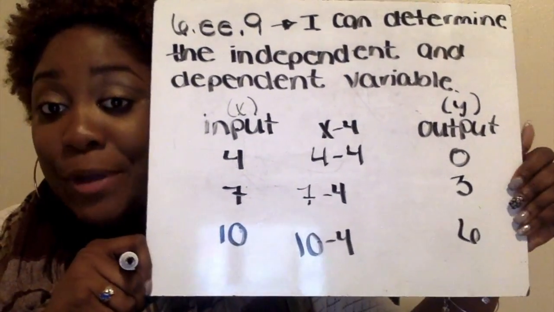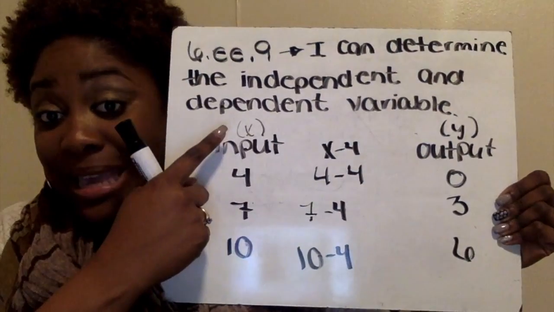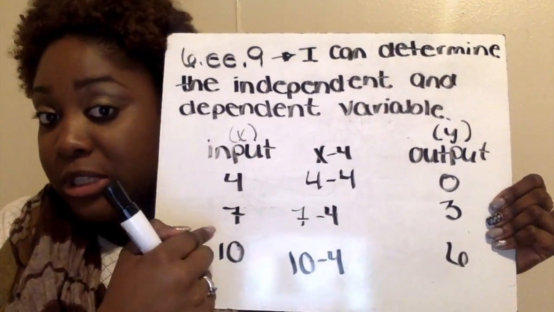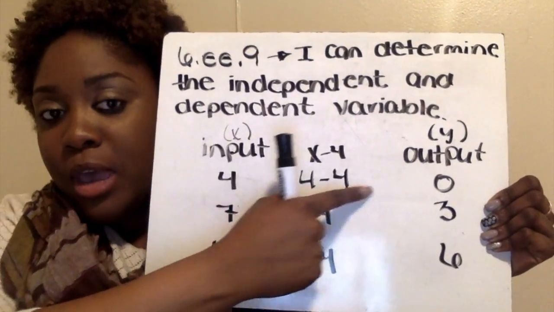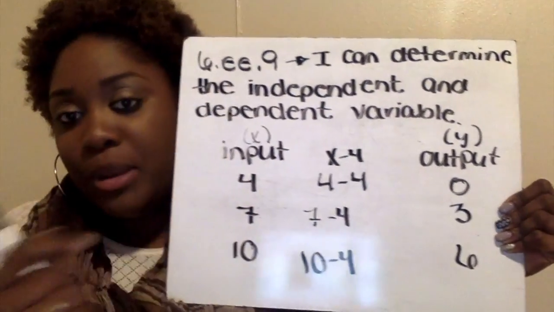If you will, go ahead and finish the table. All right, so I'm back with my completed table. I have my inputs, which are the same as my x, which is also called my independent variable. I have my rule, and I just substituted my input into my rule, which gave me my output, which is also my y, which is also called my dependent variable.